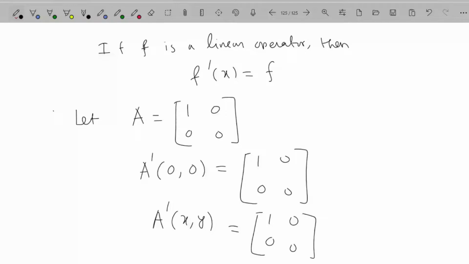In all cases, whatever linear operator from Rn to Rm, a linear operator is nothing but a matrix from Rn to Rm. So therefore it will be the matrix itself.